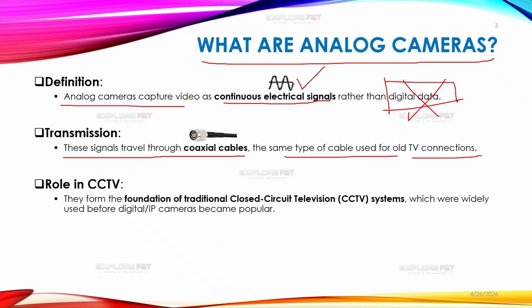Nowadays TV has changed, people are using IP cameras and Wi-Fi to get video, and most people are using set-top boxes like Tata Sky and other brands, Airtel as well. But in those TV connections you will find one coaxial cable. The coaxial cable looks like this. And its role in CCTV: analog cameras prepared the foundation of traditional closed circuit television. This is called the analog system, which was widely used before digital IP cameras.